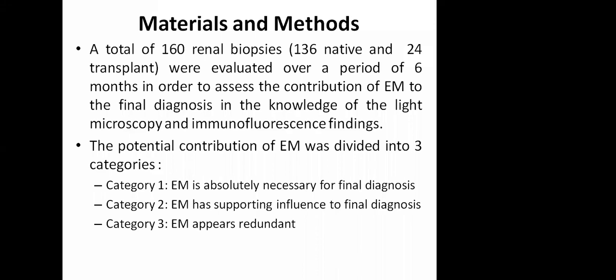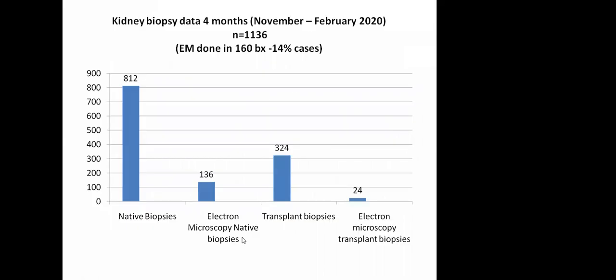So this is just data to highlight that we analyzed 160 renal biopsies, 136 native and 24 transplant, over a period of 6 months in order to assess the contribution of EM to the final diagnosis, in the knowledge of the light microscopy and immunofluorescence findings. And we divided these into 3 categories. Category 1, EM is absolutely necessary for final diagnosis. Category 2, EM has supporting influence to final diagnosis. Category 3, EM appears redundant.